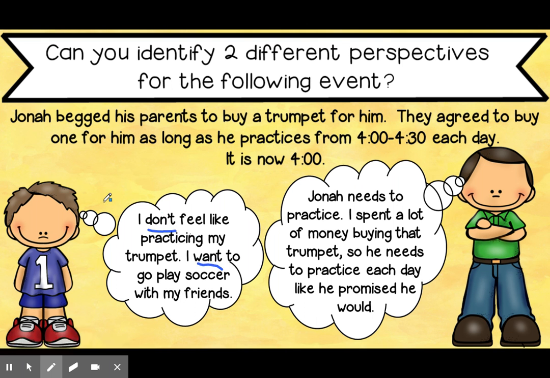So this tells us this is a negative, but it's a negative because he wants to go do something else. So the author's perspective from this one is he feels negative towards the trumpet because he wants to go play soccer. And then we have Jonah's dad, who also feels negative because it's saying he needs to practice. I spend a lot of money. So he's feeling negative. The author's perspective for that one would be negative because Jonah isn't doing what he said he would do.